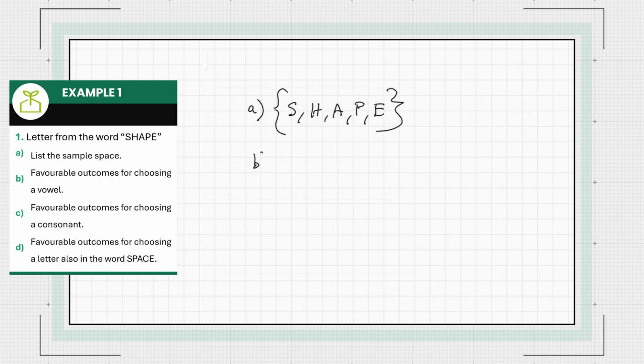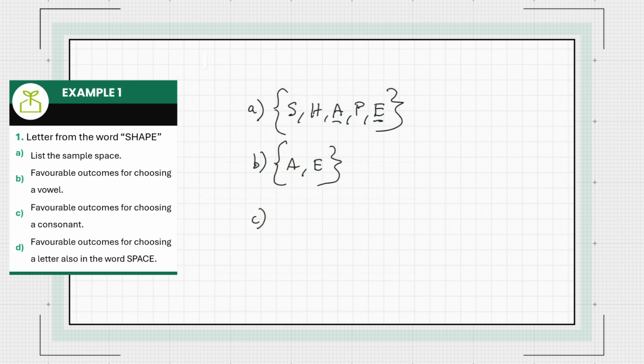Now, what are the favorable outcomes if we're interested in what our chance is of selecting a vowel? So if you remember, vowels are A, E, I, O, and U. So in here, our vowels are going to be A and E. So our favorable outcomes are just going to be A and E.